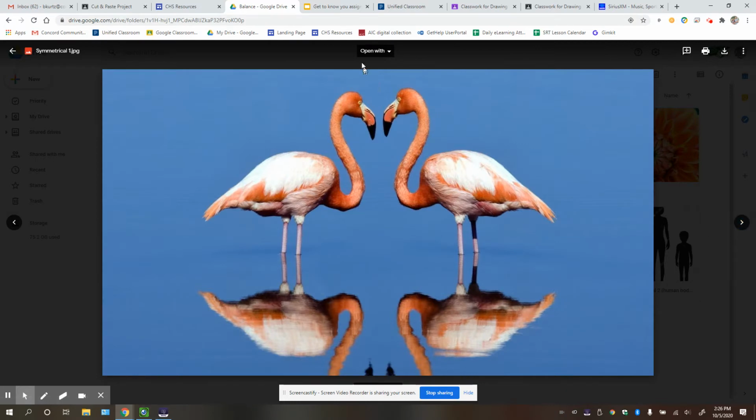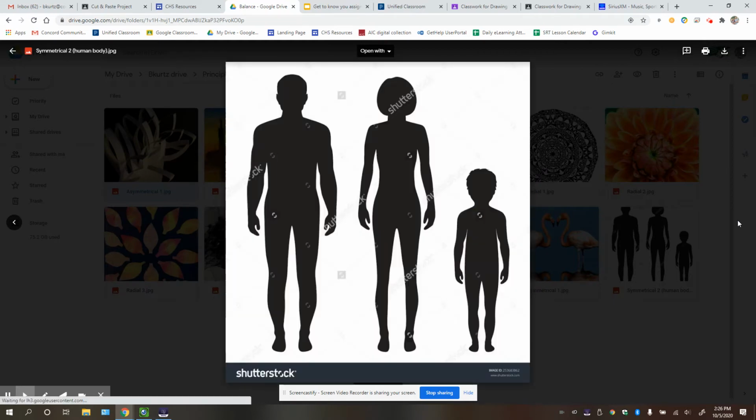Symmetrical balance. If we divide this picture down the middle, it's the same on this side as it is on this side. Left to right, it is equal. One more good example of symmetrical balance is the human body. Generally speaking, if you divide a human body in half from top to bottom, it's the same on both sides. So that is balance. For your project on the principles of art, you can only use radial or symmetrical balance for that page.